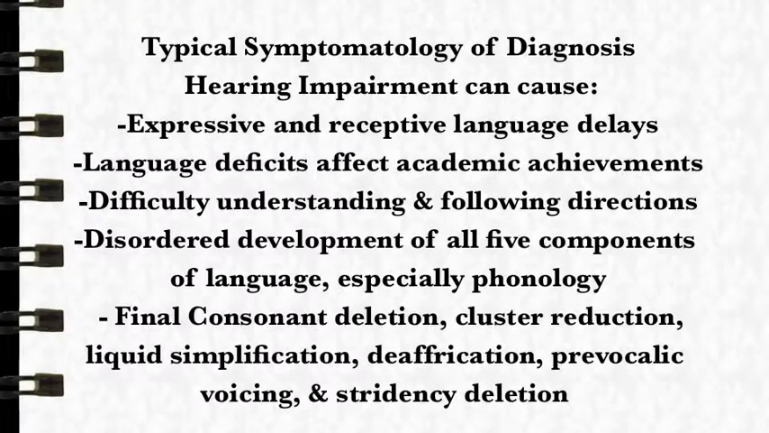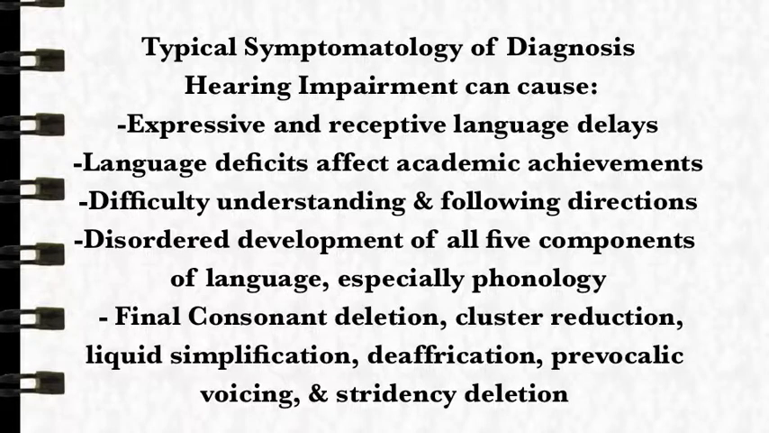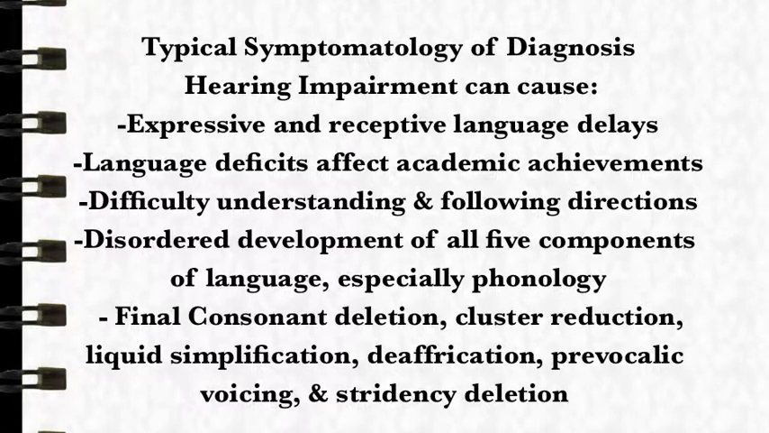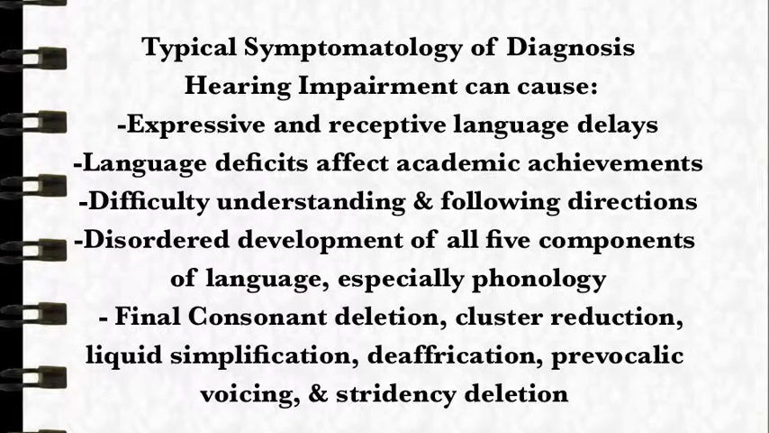Language delay due to hearing impairment can manifest in many different ways. Typical symptomology can include delays in both receptive and expressive language skills, decreased complexity of sentence structures, as well as decreased vocabulary. A language deficit can cause learning difficulties, impacting the child's academic achievements, and difficulty understanding and following directions. Children with hearing loss present with disordered development of all 5 components of language.